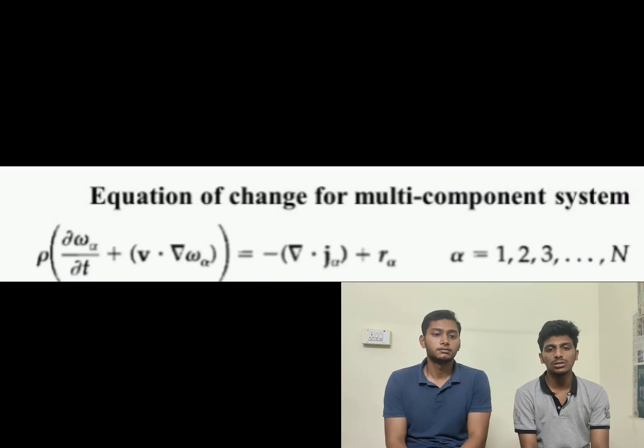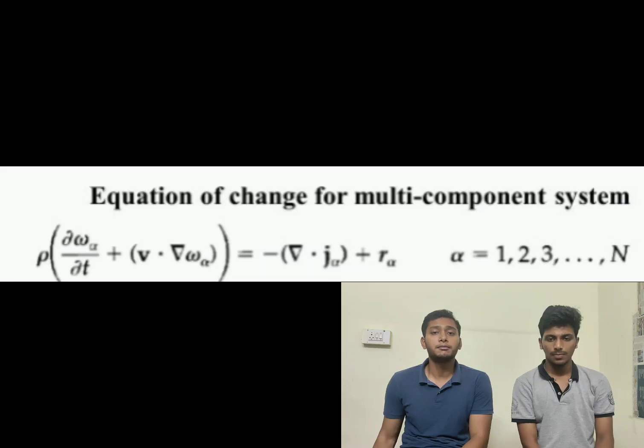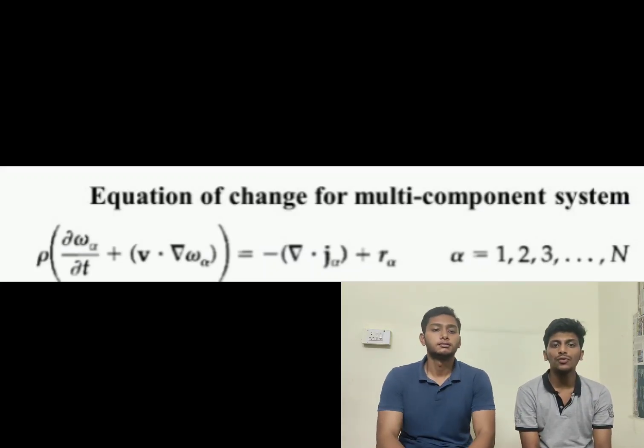Here is the equation broken down in simplified form. Rho is the mass density of the mixture, v is the mass average velocity, J alpha is the diffusive mass flux of the species alpha, and R alpha is the rate of production or consumption due to chemical reaction. Mass-based formulations are essential in combustion, pollutant dispersion and multi-phase flows, where mass transfer is critical and bulk motion dominates.